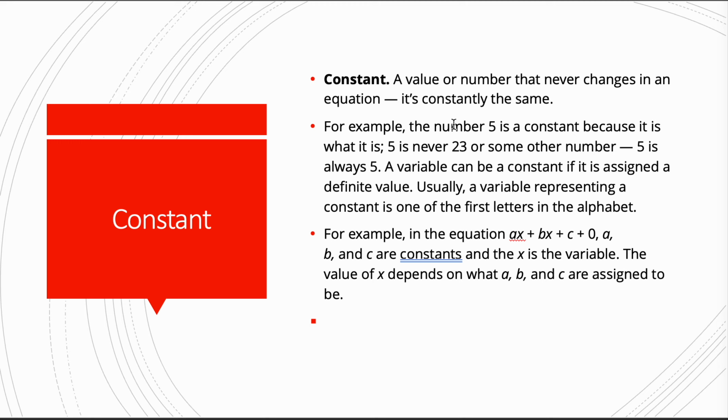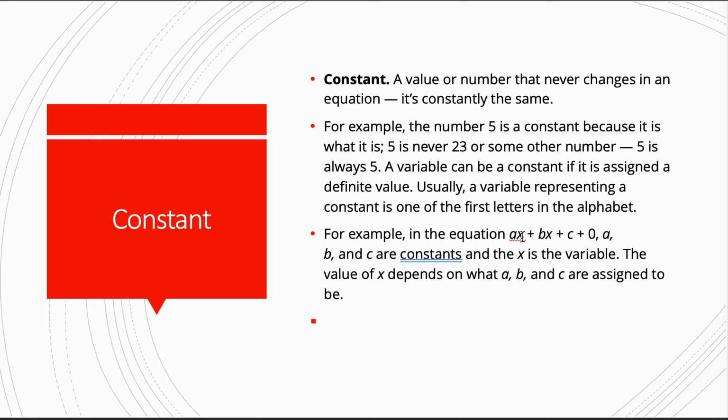Now just the number 5 is a constant because whatever the 5 means, it stays 5. It is never 23 or some other number. So 5 means 5. A variable can be constant if it is assigned a definite value. Usually a variable representing a constant is one of the first letters in the alphabet.